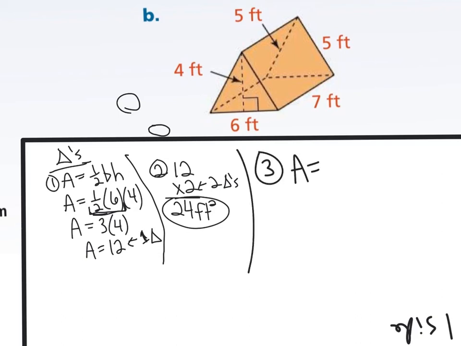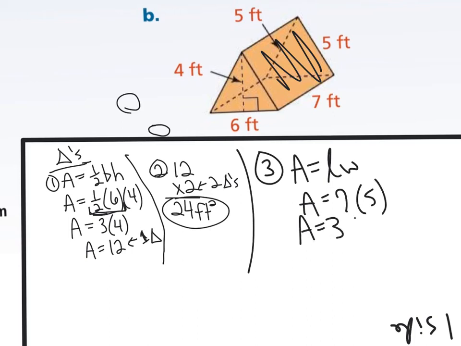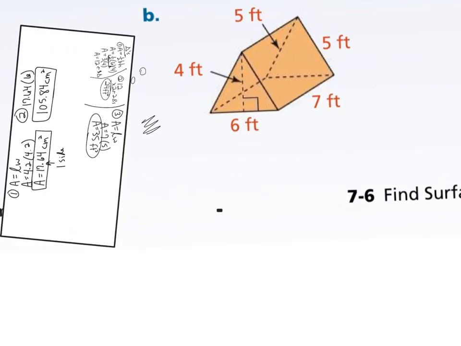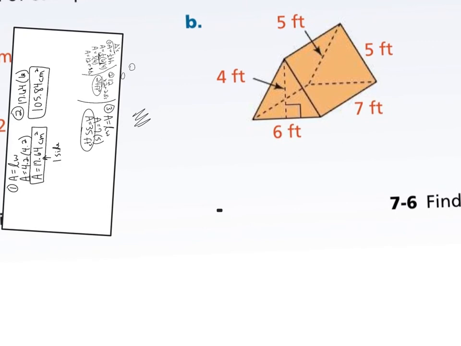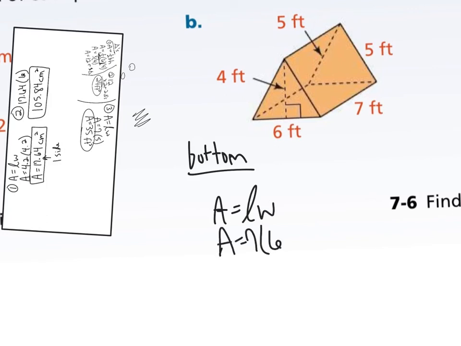Another one of our faces we have here is a rectangle. Area of a rectangle is length times width. So this closest rectangle here, 7 times 5 is 35 square feet. And then we're going to have 2 more rectangles. I'm going to move this over so I can have some more space to look. Another part we haven't looked at yet is the bottom face, which is also a rectangle. So the dimensions on that are 7 and 6. So 7 times 6 is 42.